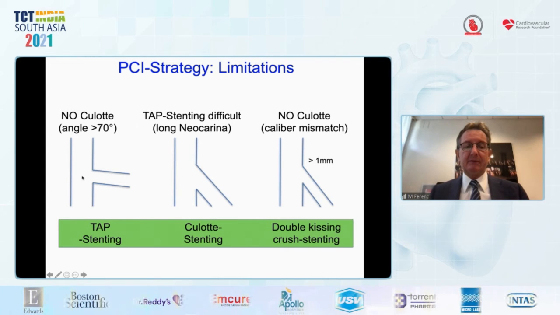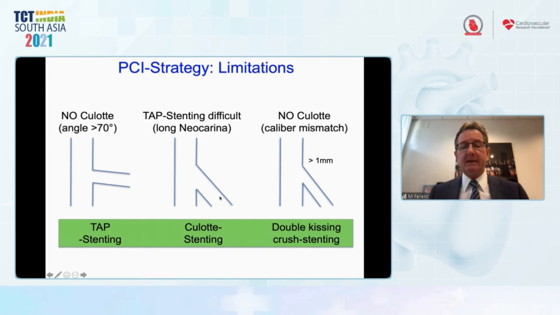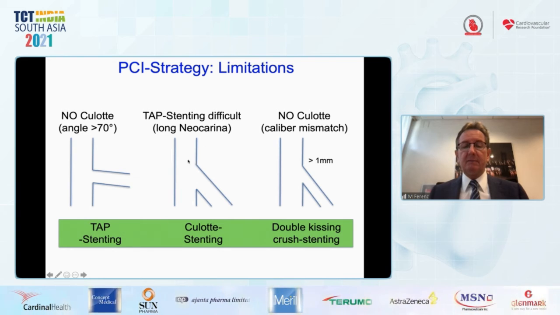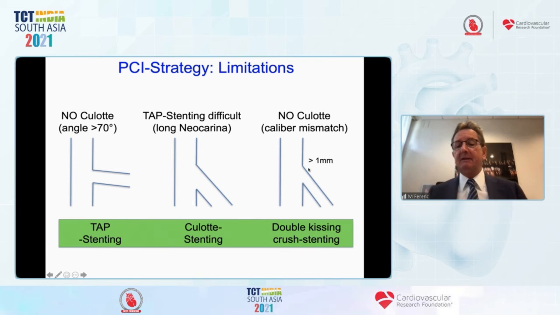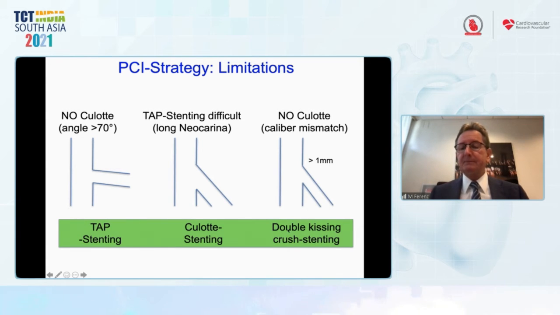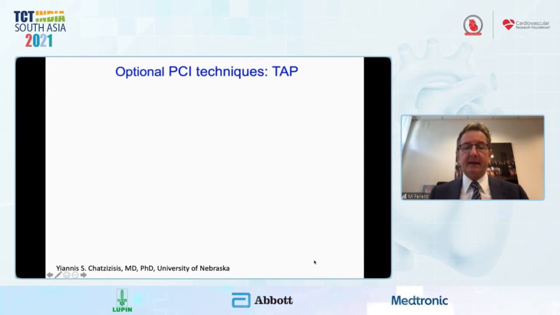Culotte and DK crush are not really suitable with a very large bifurcation angle. If you have a very small angle and a large side branch, culotte will be perfect. Also here, go with DK crush. TAP stenting, because of this very long metal neocarina, will be difficult. And sometimes you have a real mismatch between side branch and main branch diameter and a small angle. This will be a perfect case for DK crush.